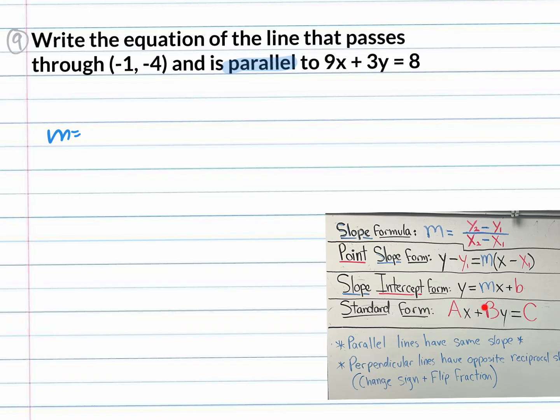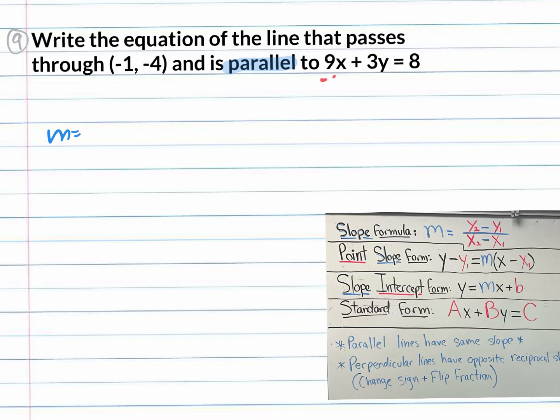There is no m. So you want to get y by itself. That way, when you look at the x term, the m will be the value in front of x. So you want to get y by itself so it'll be in slope-intercept form. So you first have to change this standard form to slope-intercept.